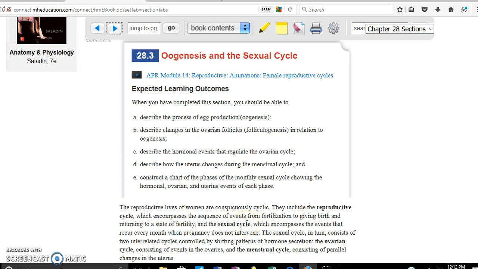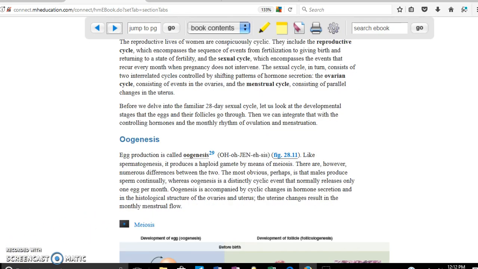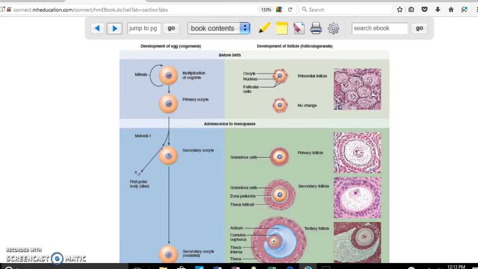Every month that the female is not pregnant, there are changes that are going to happen at the level of the ovaries, and that is called the ovarian cycle. And there are also changes at the level of the uterus, and that's going to be called the menstrual cycle. Okay, if we scroll down, we see oogenesis. Oogenesis is the formation of ovules through meiosis, in which we produce a haploid gamete, meaning it has 23 chromosomes instead of 46. So we scroll down, and we can see this figure right here.